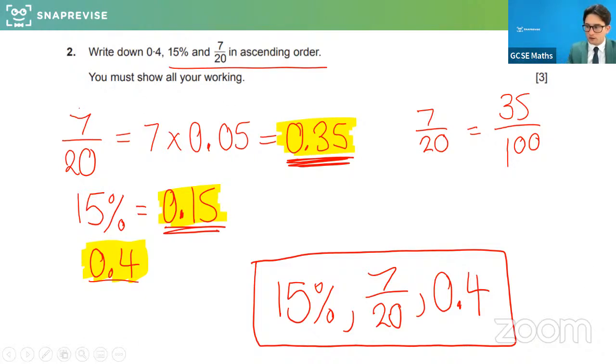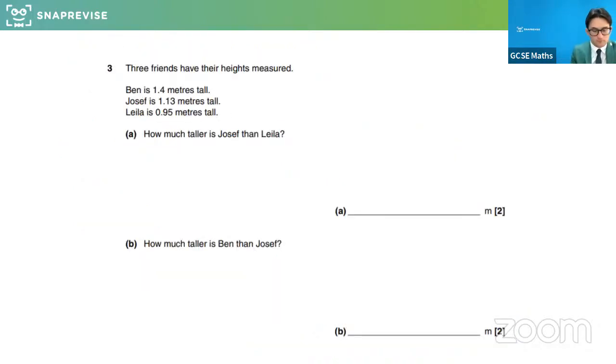And we've got another kind of decimal-based question here now. So I'm going to move on. Here we go. So 3 friends have their heights, excellent, lovely, have their heights measured. Ben is 1.4 meters tall, Joseph is 1.13 meters tall, and Layla is 0.95 meters tall. How much taller is Joseph than Layla? Excellent, thanks guys, lovely. So what we're going to do is we're going to work this out through what technique?